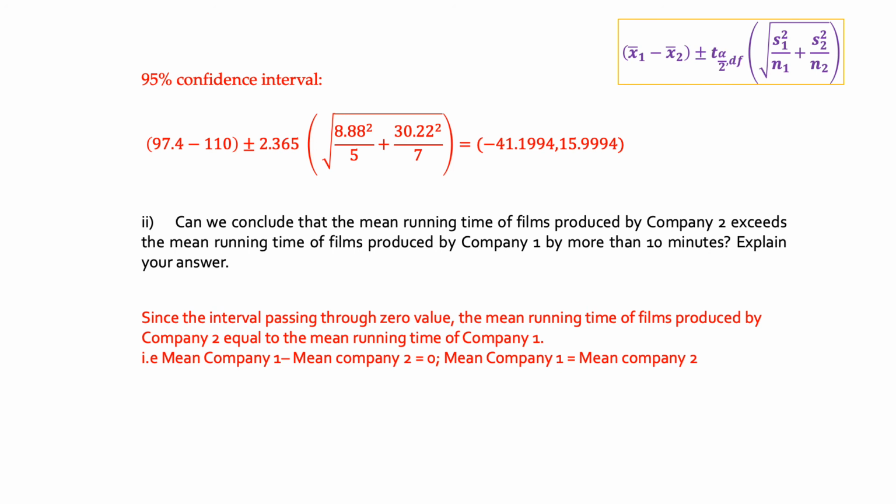Look at the interval. It is between negative 41.1994 and 15.9994. So this interval contains the zero value. So what can we conclude? When we take mean of company 1 minus mean of company 2, this will equal 0. So the mean of company 1 is equal to the mean of company 2, because the interval contains the zero value.